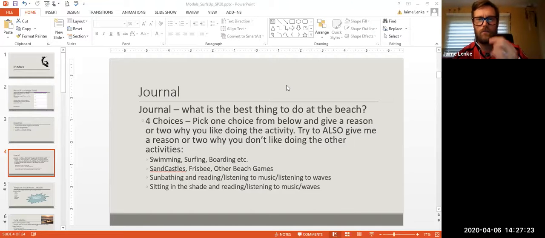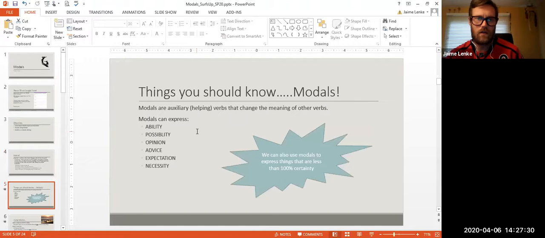Good. So when we use modals for different types of reasons. So we're looking at the next slide here. I'm going to go ahead and mute you, Michelle.